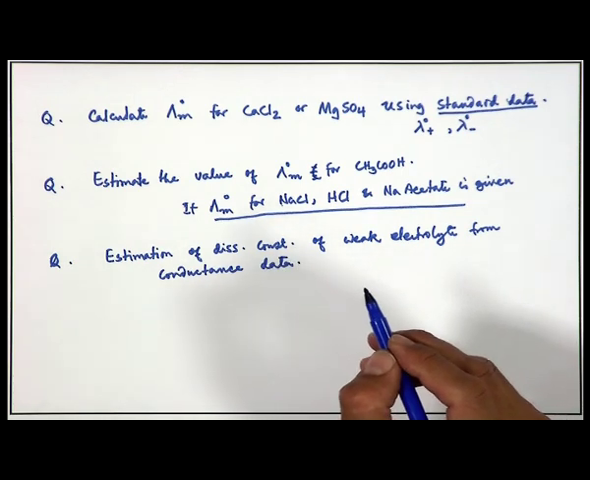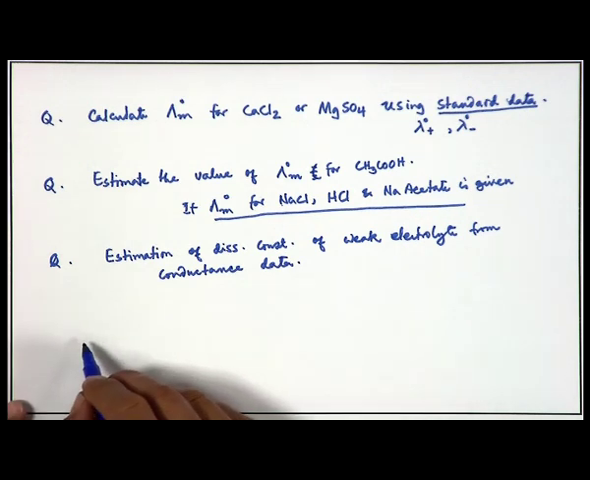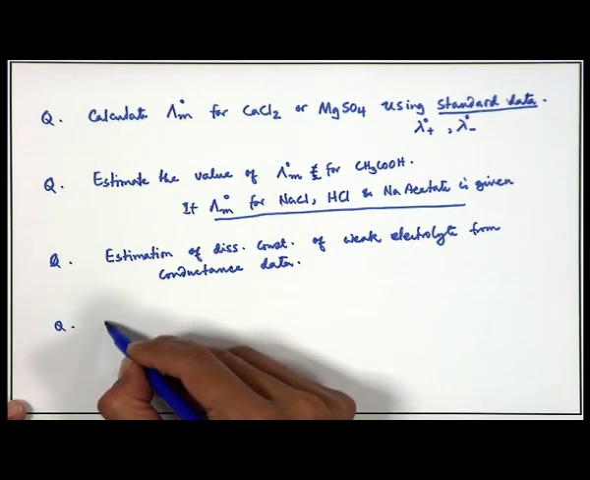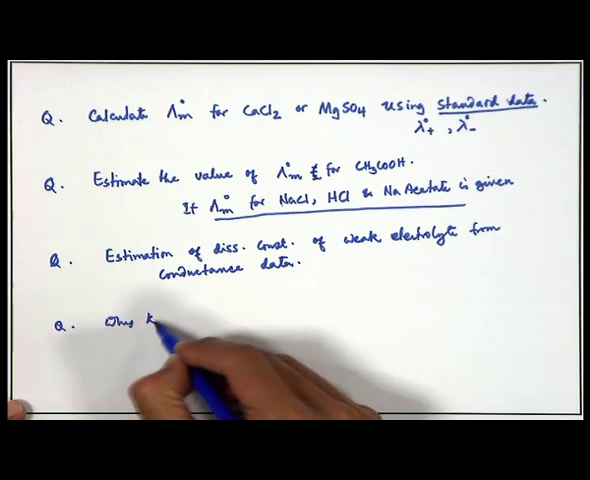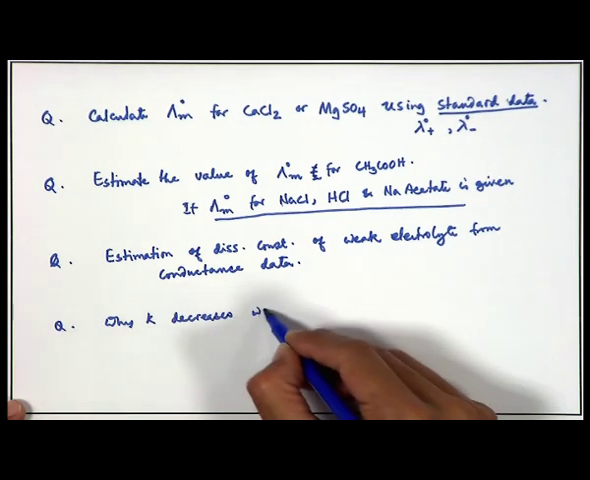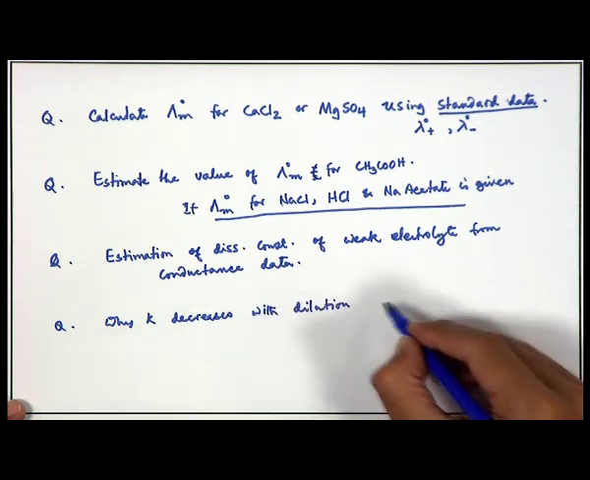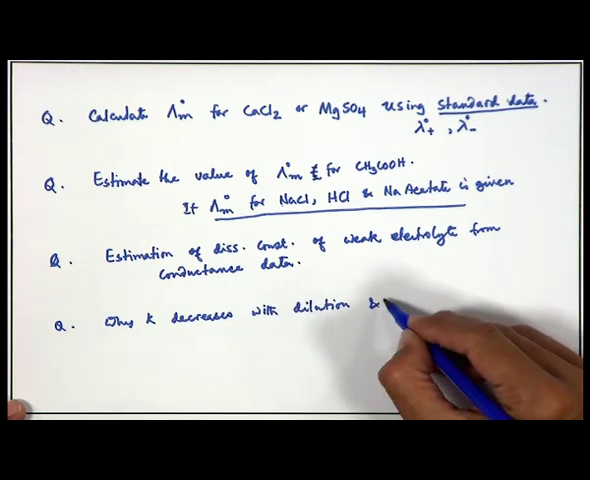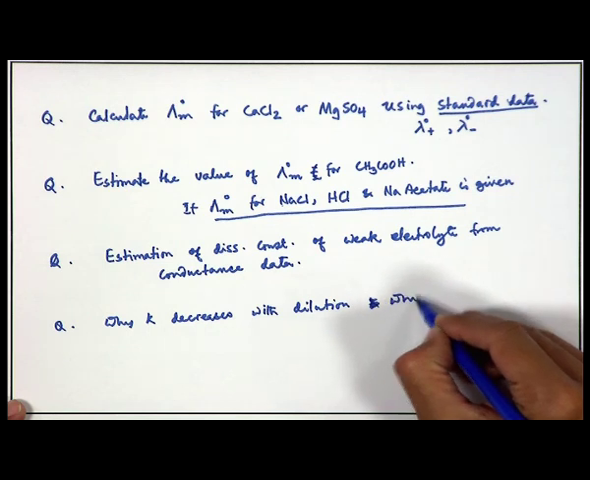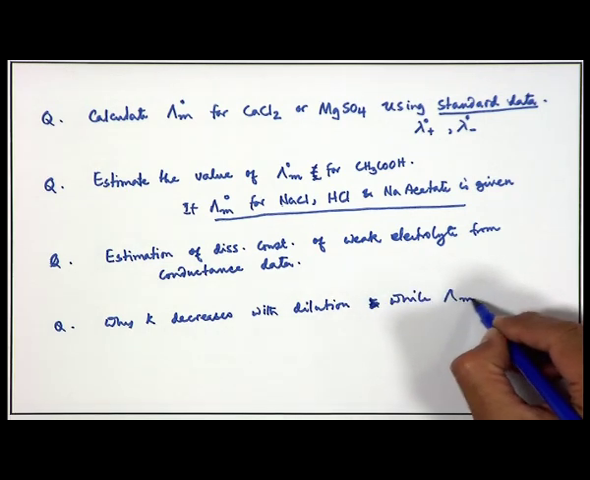Another simple question: why does specific conductance decrease with dilution? Why does kappa decrease with dilution, while lambda increases?